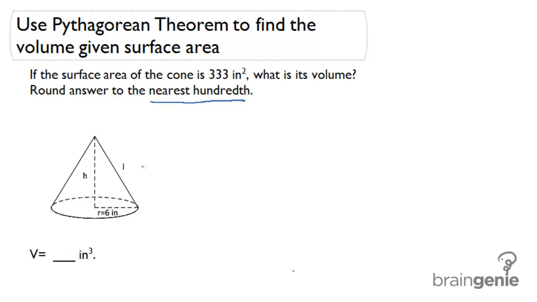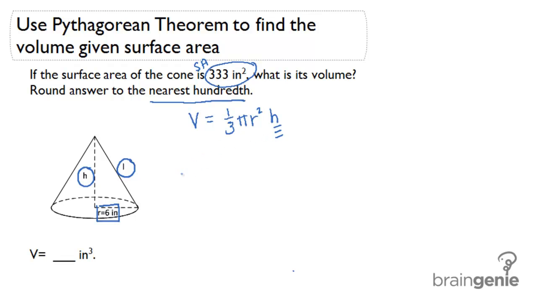We want to find the volume, and if I look down at the picture, I'm missing the slant height and the regular height, but I have the radius. Well, that's good. At least I have something. I also know that the surface area of the cone is 333 square inches. So I know the surface area, and we want to find the volume. So let's recall the volume formula for a cone is 1/3 times pi r squared times h.